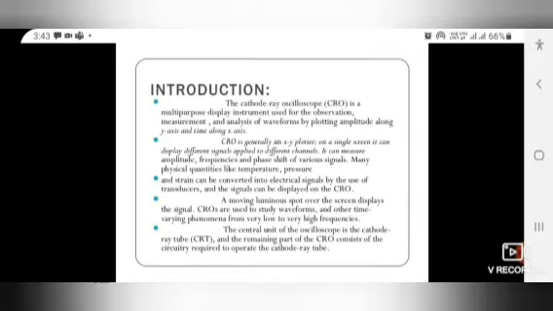CRO is generally an XY plotter on a single screen. It can display different signals applied to different channels. It can measure amplitude, frequencies and phase shift of various signals.